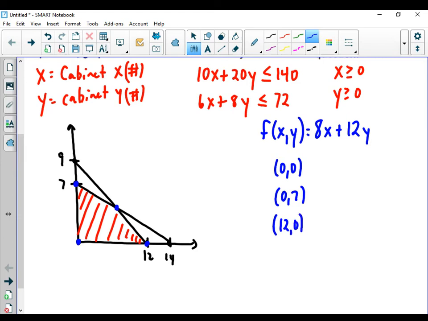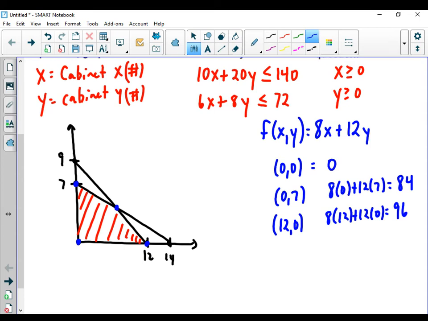If I plug 0, 0 in, that means I don't have any space, which makes sense. If I don't have any cabinets, I don't have any space for files. If I put 0, 7 in, that means I'm going to have 8 times 0 plus 12 times 7, and that'll tell me how many cubic feet. So in that instance, I'm going to have 84 cubic feet. 12, 0 would be 8 times 12 plus 12 times 0. That one's a little bit more. That tells me there's 96 cubic feet. So right now, 12, 0 is our largest amount. However, I still have that fourth point.